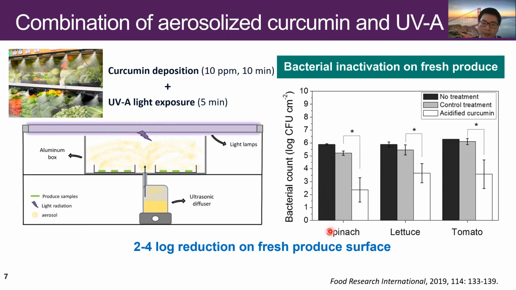So remember, we talked about the curcumin. We need acidic environments. That means it works only at low pH values, which is a constraint for the food quality.